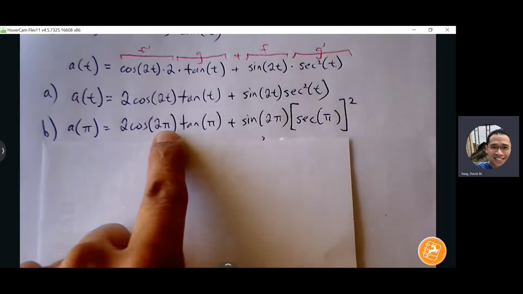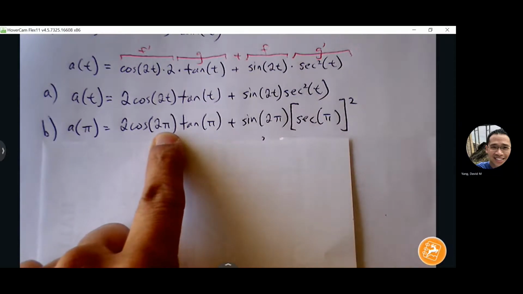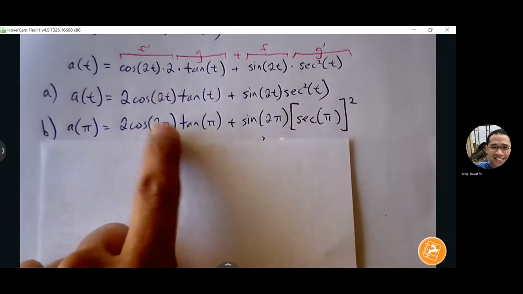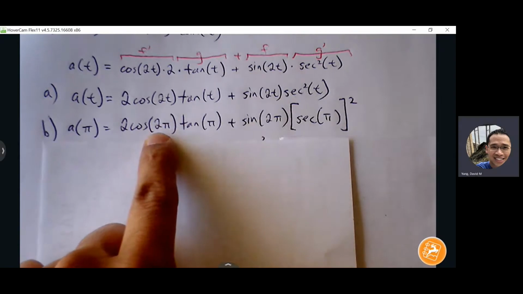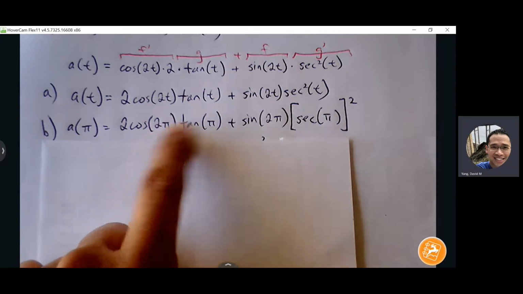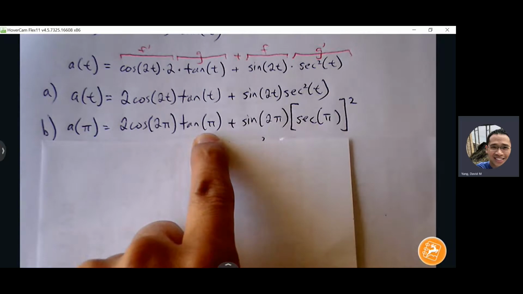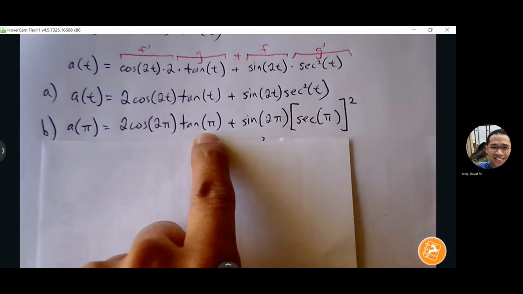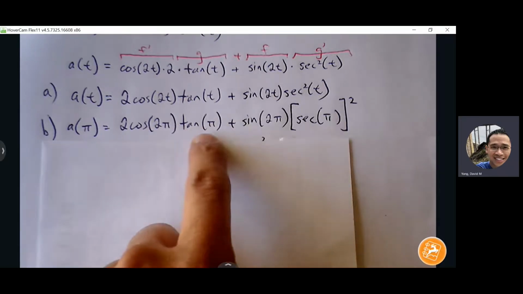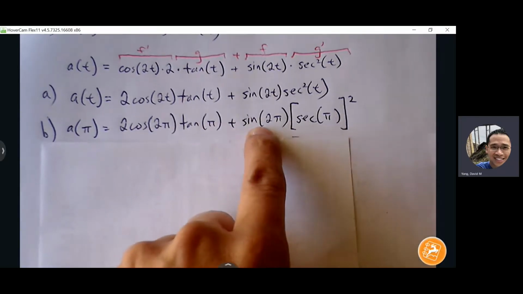Okay, what's cosine of 2 pi? Same as cosine of 0. What's cosine of 0? 1. Okay, what's tangent of pi? Yeah, tangent of pi is 0 as well. Okay, and then sine of 2 pi is going to be 0.